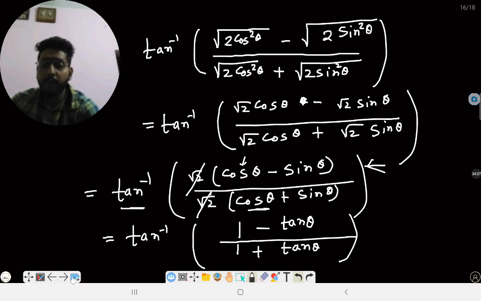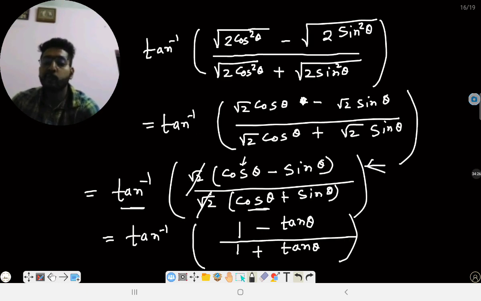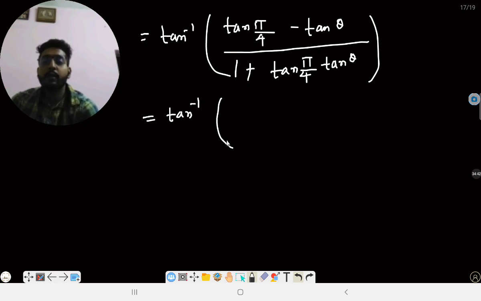Okay. Now next is tan inverse. What is 1 here? 1 is tan pi by 4. So we can write tan pi by 4 minus tan theta divided by 1 plus, now here again the same thing, we can take 1 into tan theta, and 1 is tan pi by 4 into tan theta. So this is a formula: tan A minus tan B divided by 1 plus tan A tan B. So what is the formula?